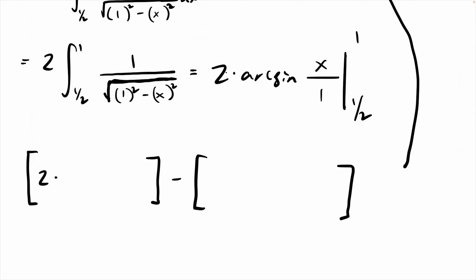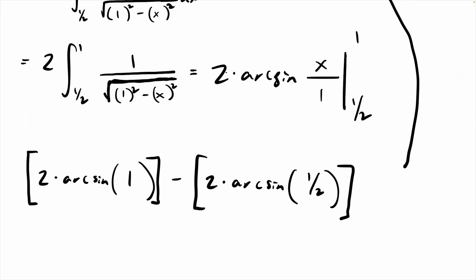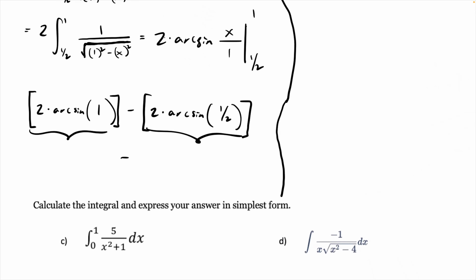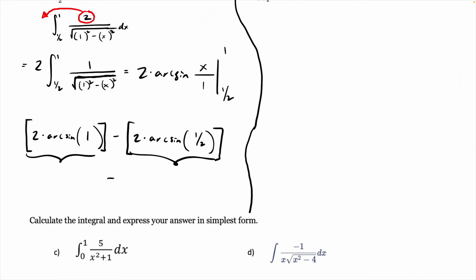So 2 times arc sine, or inverse sine, of 1. Minus 2 times arc sine, or inverse sine, of 1/2. Do you use radians or degrees? Radians. Unless they tell us specifically, almost all the time in this class we use radians, yeah.